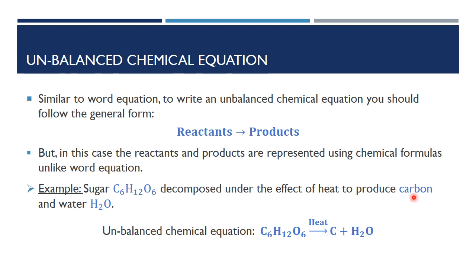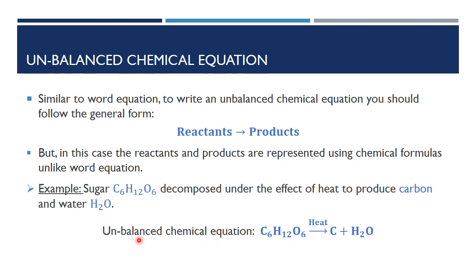The first product is carbon. What's the symbol of carbon? Its symbol is C. Plus, the second product is water. What's the formula of water? It's H2O, so you should write H2O. So, it's an unbalanced chemical equation.